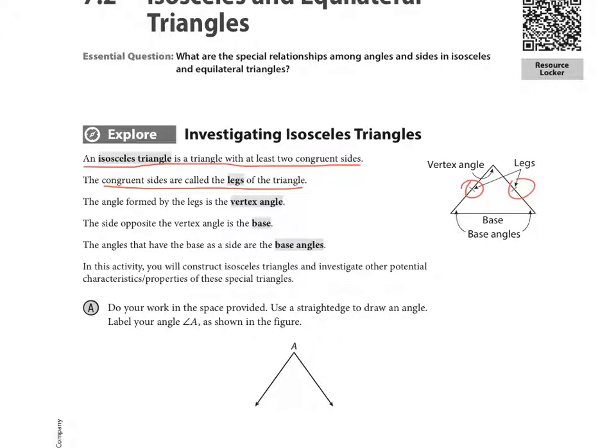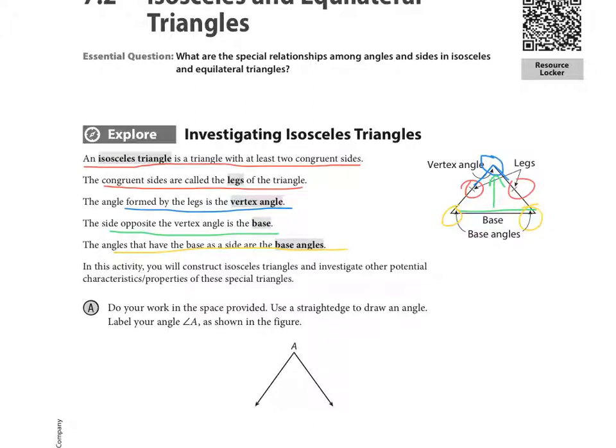The angle formed by the legs is the vertex angle. It's the angle formed by the legs. And the side opposite the vertex is the base. See, it's opposite the vertex, kind of like the hypotenuse, right? And the angles that have the base as a side are the base angles.